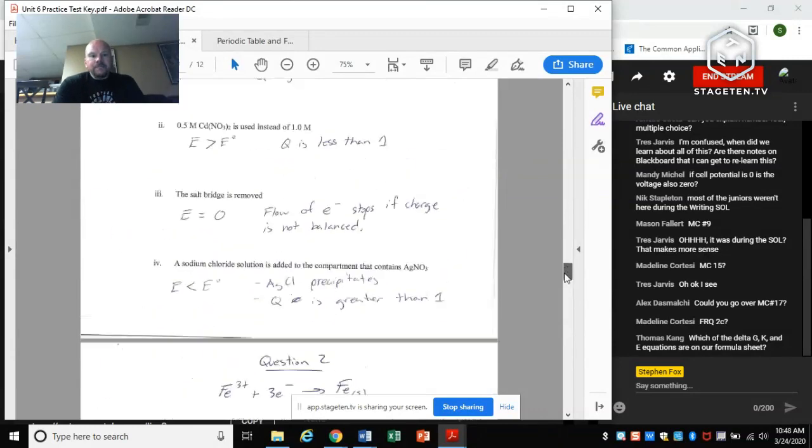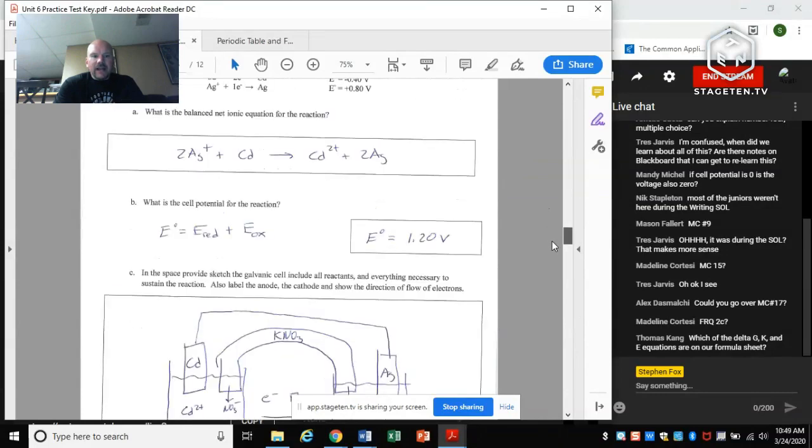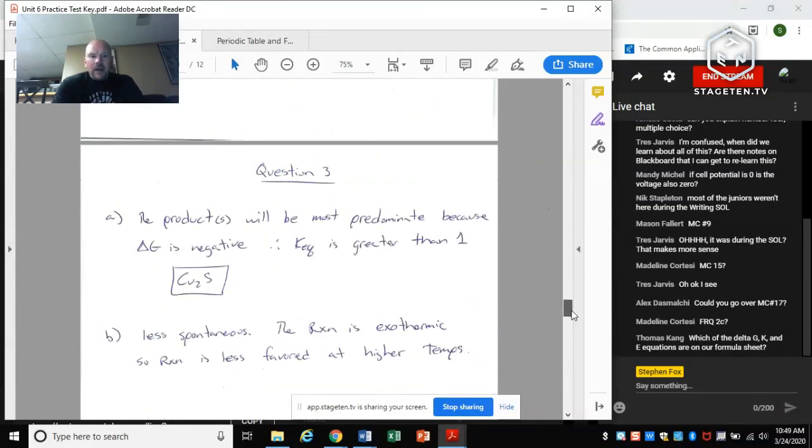All right, guys, number 3 on the test is so easy that you can't believe it could be that easy. They tell us delta G is negative, the reaction's spontaneous, so that means products are favored.